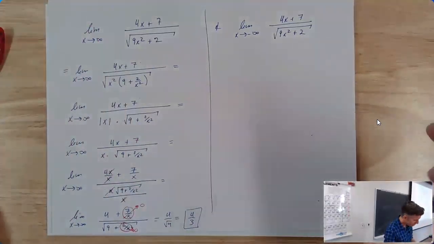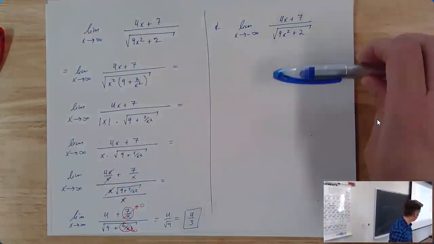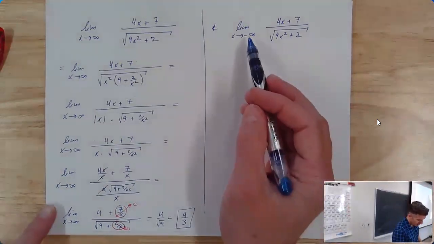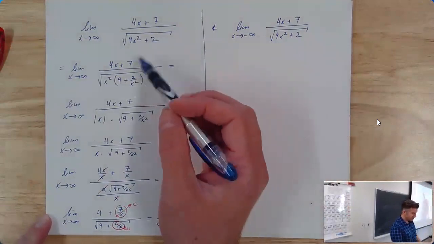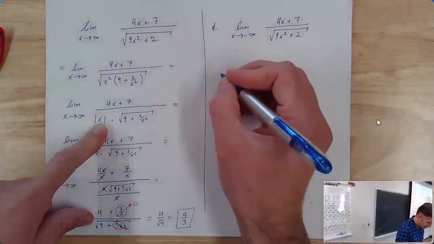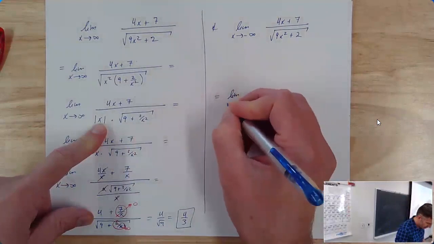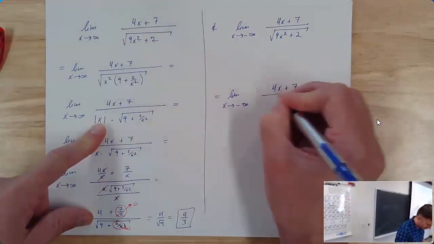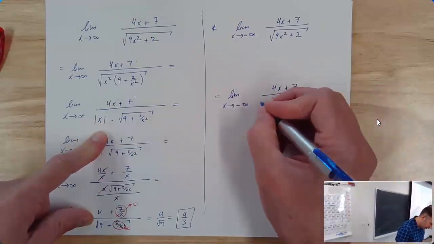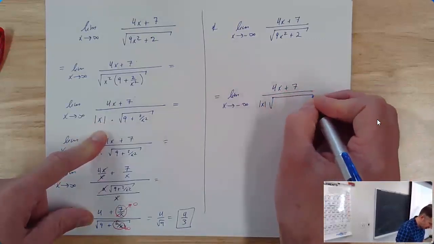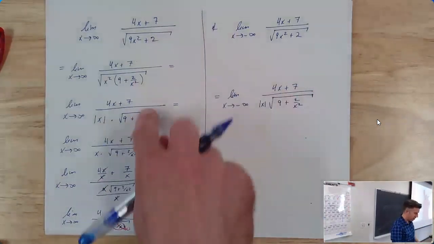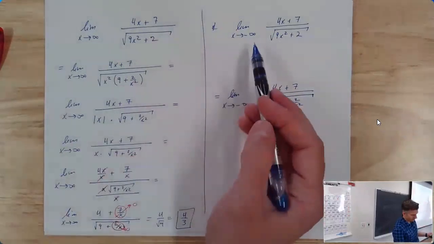Okay, so looking at this other limit here, we're going to get something slightly different. Talking about some limits to infinity. If I start simplifying this, the first steps are going to be the same until I get to here. So this is equal to the limit as x goes to minus infinity of 4x plus 7 over the absolute value of x times the square root of 9 plus 2 over x squared. From here to here, all the steps are the same, except it's going to negative infinity instead of positive infinity.